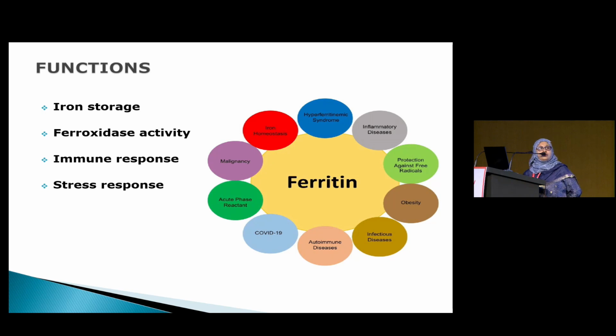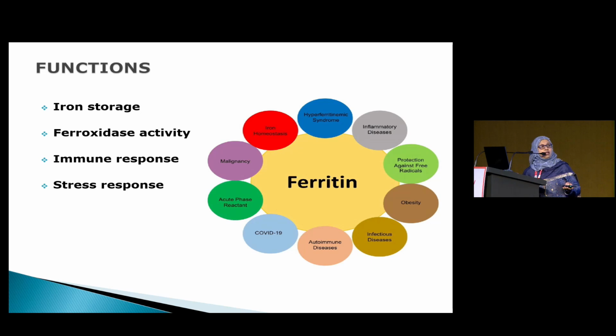So there are many functions of ferritin. I'll be talking mainly about the iron storage, the peroxidase activity, the immune response, and the stress response. Apart from that, ferritin also maintains iron homeostasis. Also, it controls the hyperferritinemic syndrome, and it is helpful in inflammatory diseases. It gives protection against free radicals by converting the toxic iron into a soluble iron.